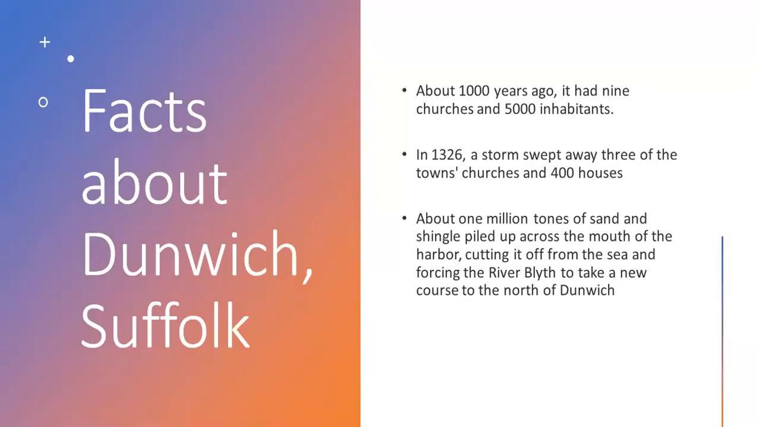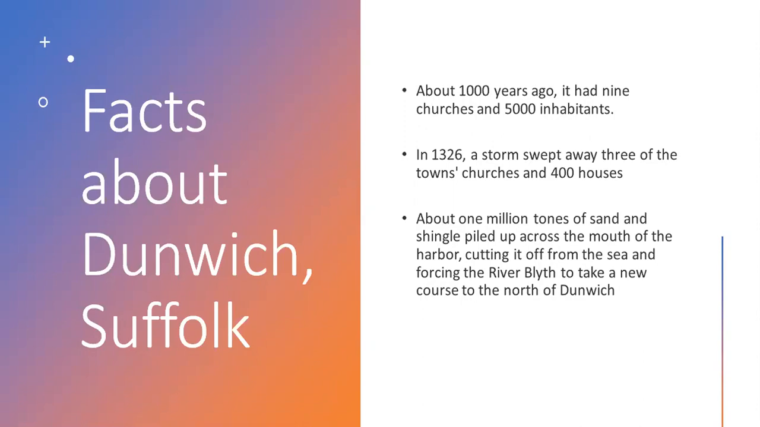Let's learn some more interesting facts about Dunwich. About 1,000 years ago, it had 9 churches and 5,000 inhabitants. Wow. And in 1326, a very long time ago, a storm swept away 3 of the town's churches and 400 houses. About 1 million tons of sand and shingle piled up across the mouth of the harbor, cutting it off from the sea and forcing the River Blythe to take a new course to the north of Dunwich. Year six, I would like you to go through these facts again because you're going to have some questions about this on your homework.